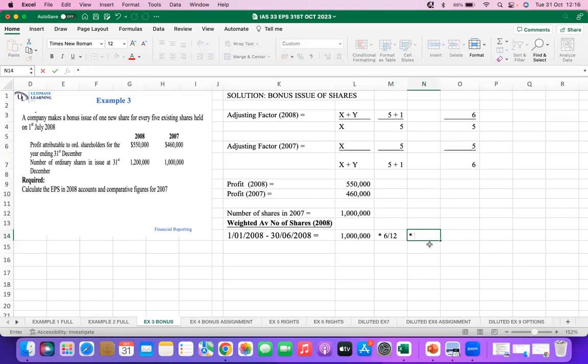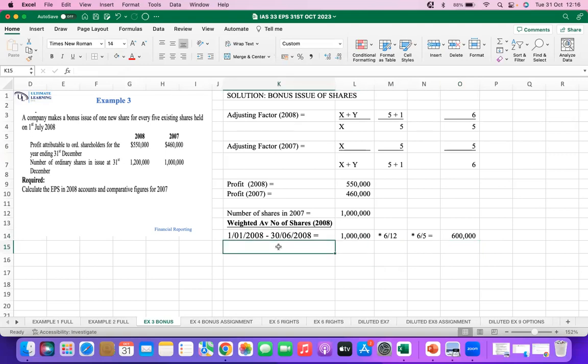So times the adjusting factor of 2006, of the current year, is 6/5. So what will that give you? 1 million times 6/12, again times 6/5, being the adjusting factor in the current period. So that gives you 600,000 shares.